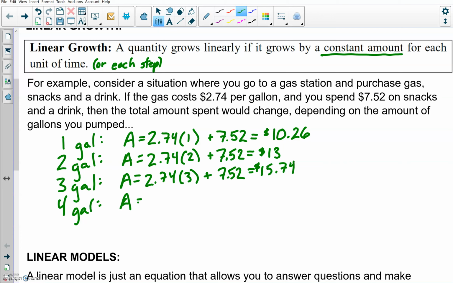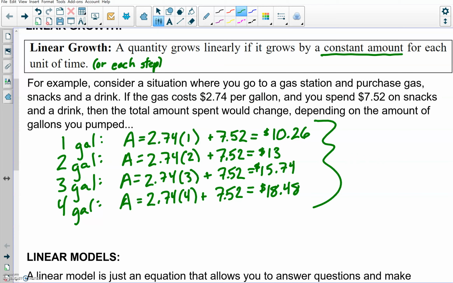So for 4 gallons, similar pattern here. It's just you're going to put a 4 in the parentheses. And when you work this out, after you've added in your snacks and drink charge, you're going to have $18.48 that you spent.